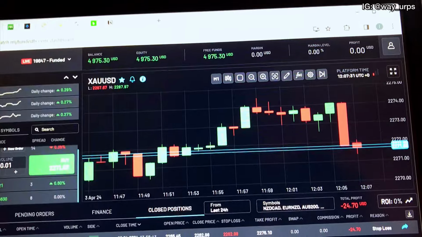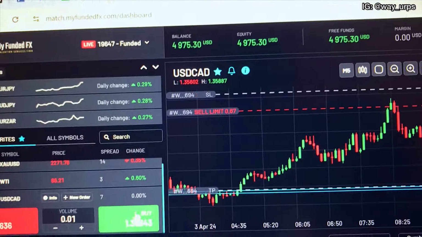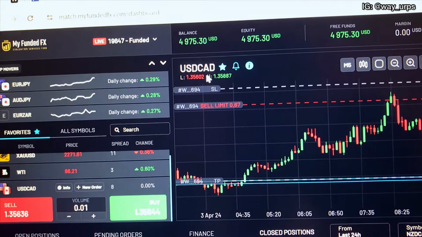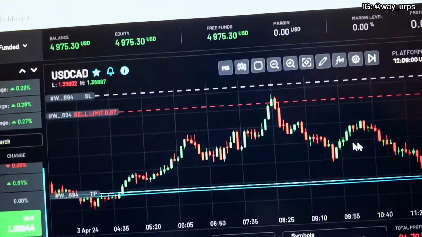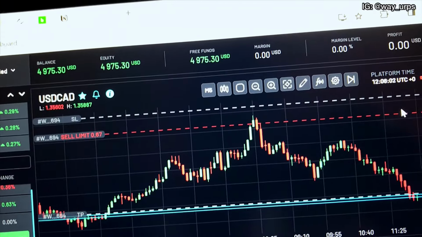If my risk is managed, I know all will be fine. I'm not even shaking. So I told you I added one more pair to my trading. Let me show you that pair now. I've added USD CAD to my trading. So this is the order I have on this USD CAD. I have a sell limit from here.